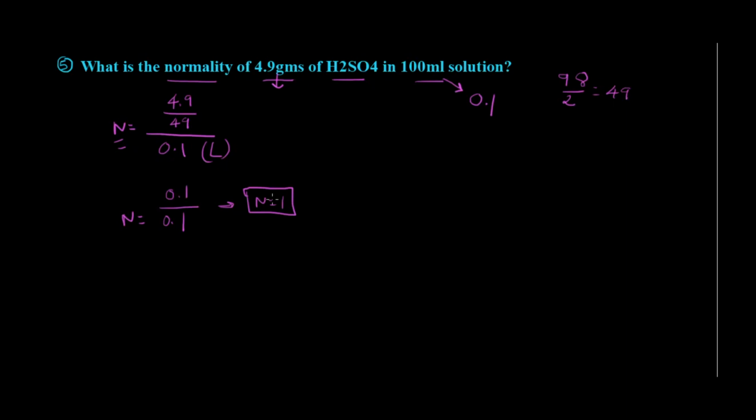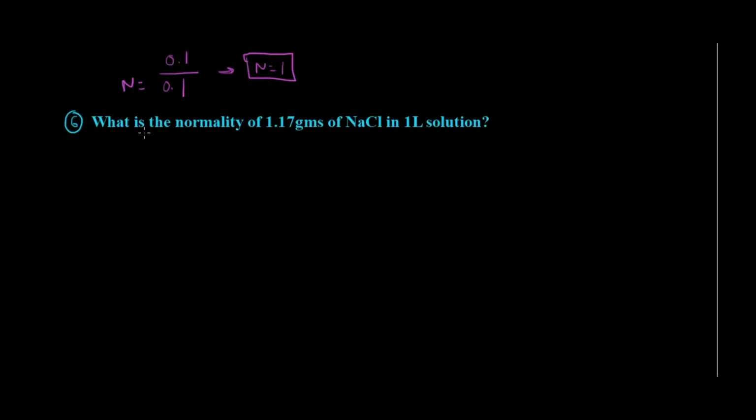The normality is 1. Let's take one more similar example with a different compound now. This says what is the normality of 1.17 grams NaCl in 1 liter solution. So normality is what we want to find out. Grams is given, 1.17 gram divided by molecular weight of NaCl, which is 58.44. The valency would be 1, so I can put 58.44 directly over here. Divide this whole by the volume of the solution, that is given as 1 liter. It is in liters, so no conversion is required. So the normality of the solution is 0.02.